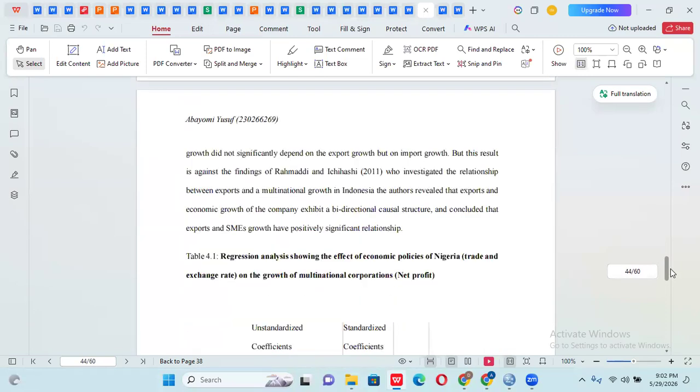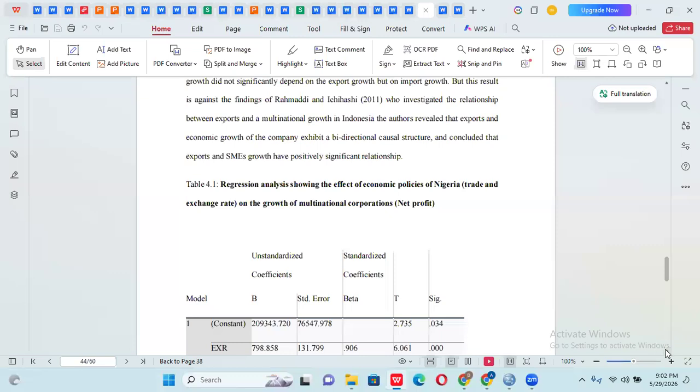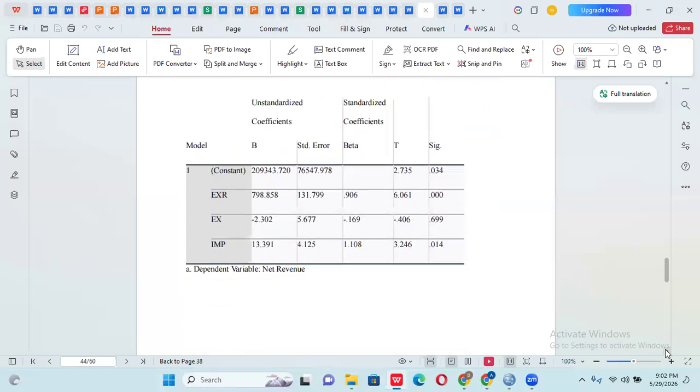Are you with me? This is a regression analysis that was done. So this is significant. This is significant. This is not significant.